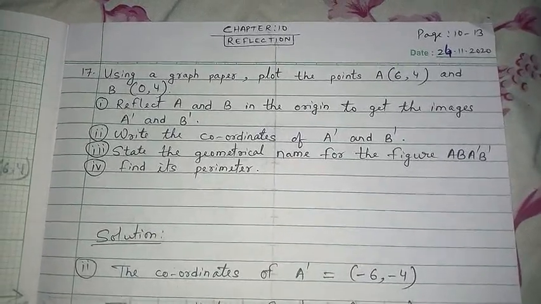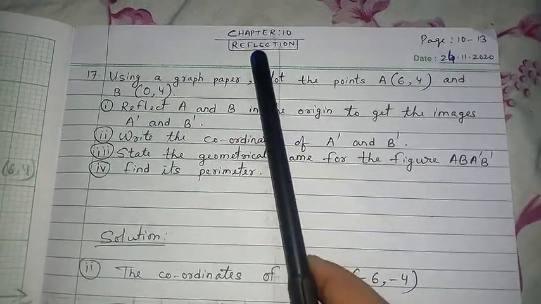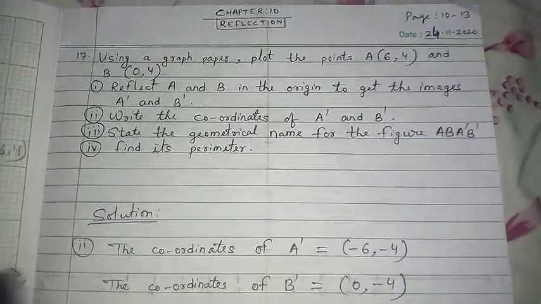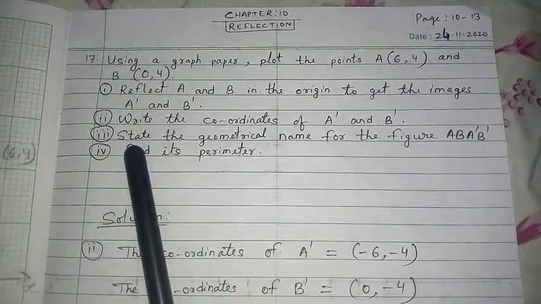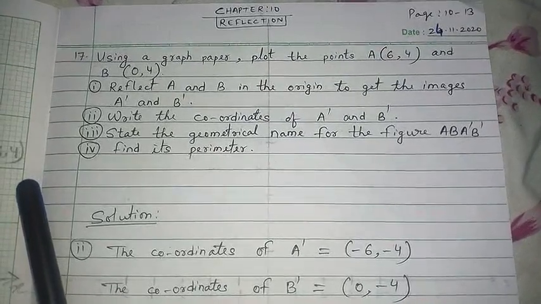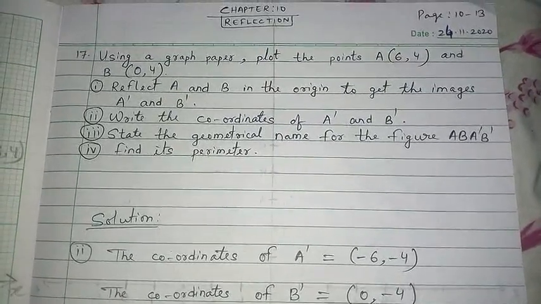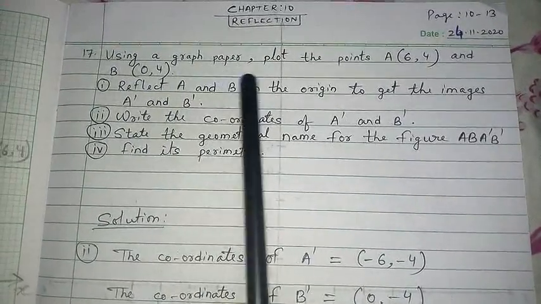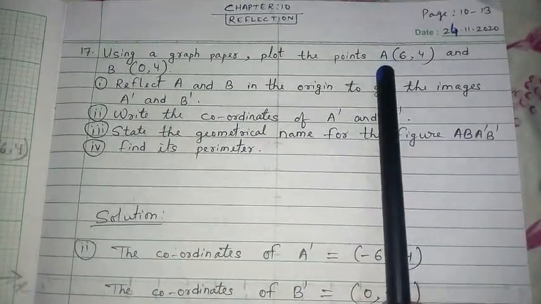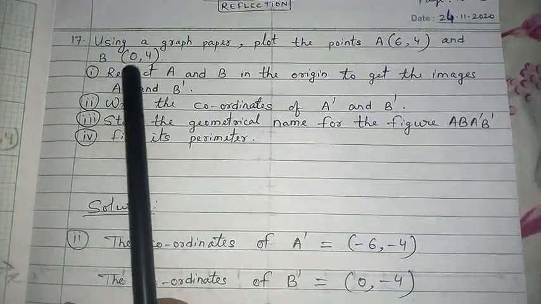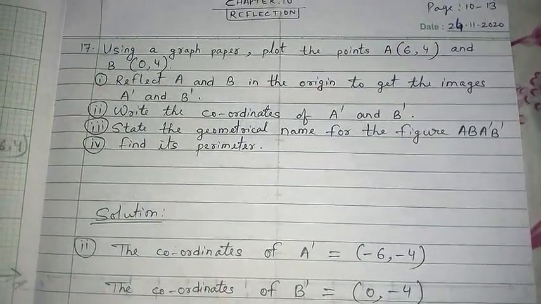Class 10 children. Today we will learn chapter 10, reflection, question number 17. Very interesting chapter. Please, if you have not understood this concept of reflection in the last video, today again I am explaining it to you. Please try to understand it. Using a graph paper, plot the points A as (6, 4) and B as (0, 4).